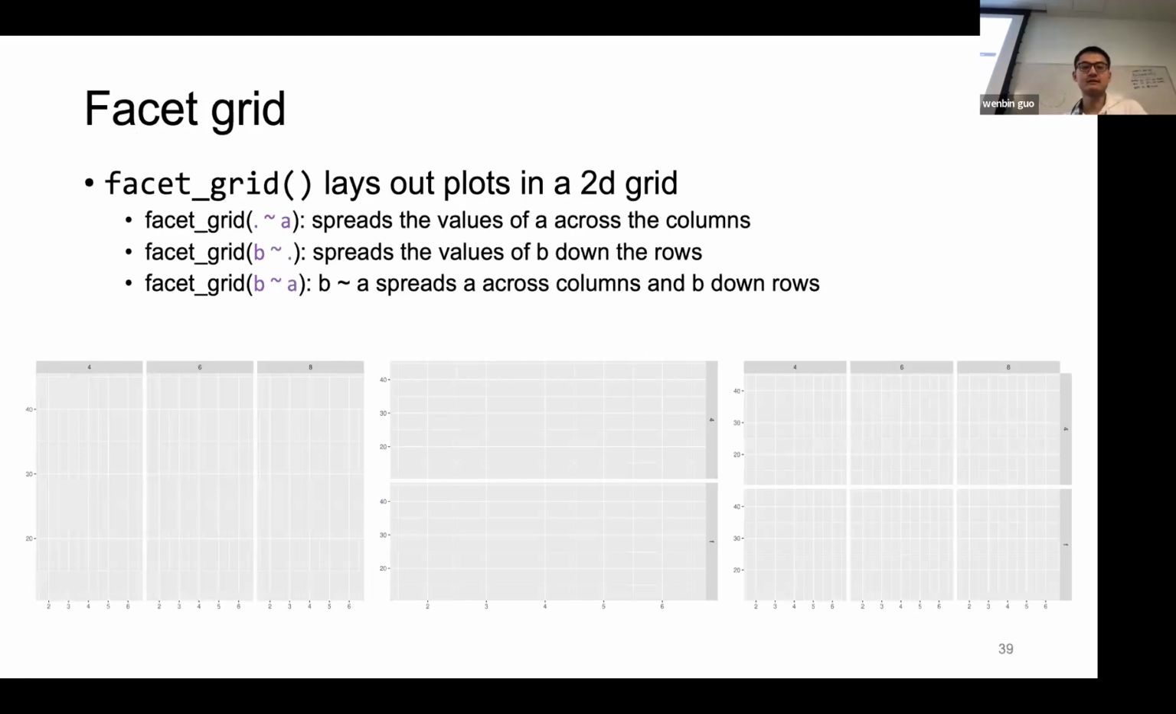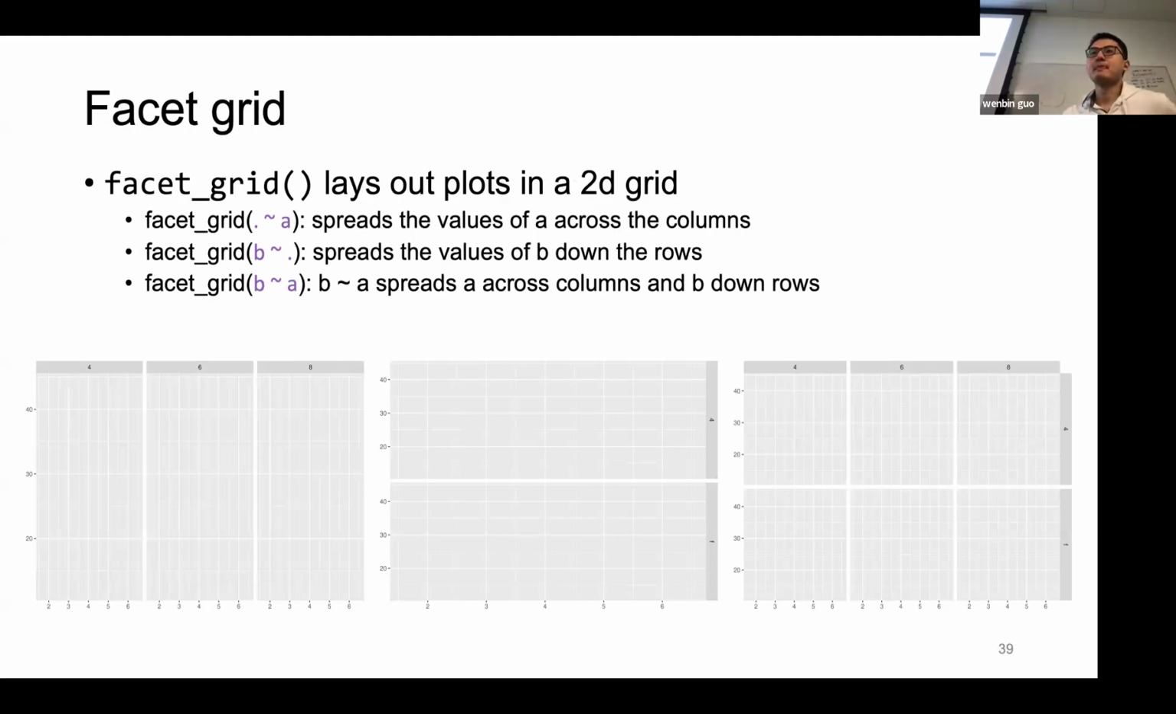So for the facet grid, we can control the X and the Y here, or A and B. If you put the dot tilde A, it will try to spread the values across the columns. And if you specify the first argument first, then it will spread along the rows. And if you specify both of them, it will spread across all the columns and the rows. So this one will try to split the data into different panels, and for each subset of data, make its own plot.